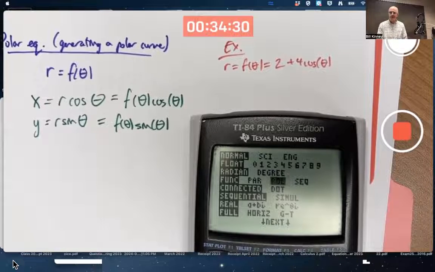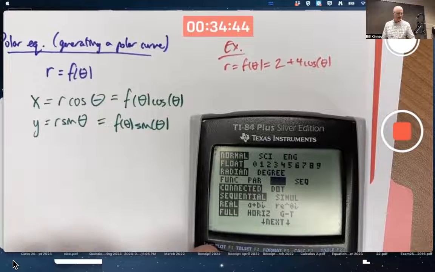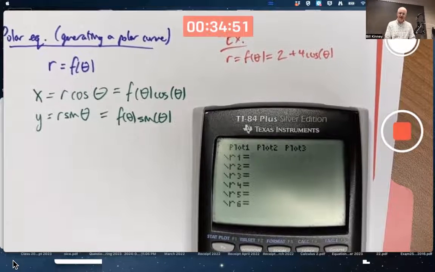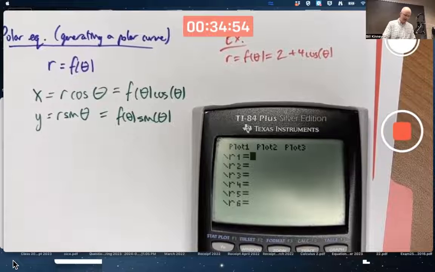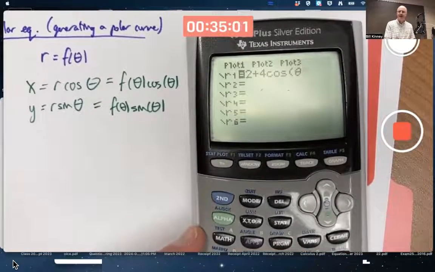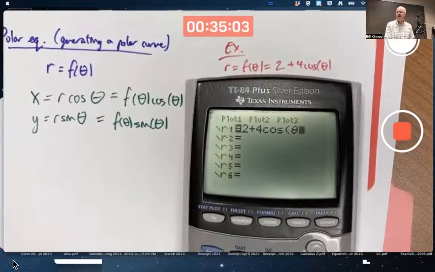This is something new. I'm in my mode screen. Mine looks like this. I choose pole for polar. When I go to y equals, just like happens with parametric mode, it looks different than usual. Now I go to y equals, I see r's. It's after functions of theta. My function of theta is 2 plus 4 cosine theta. How do I get a theta to show up? It is the same as the x button. And when you're in polar mode, it'll show up as a theta.